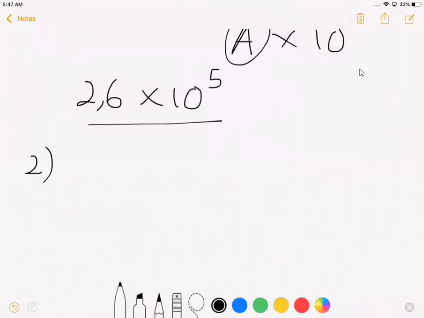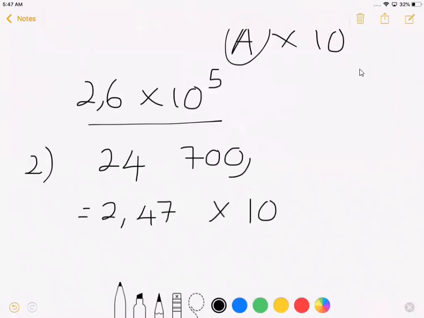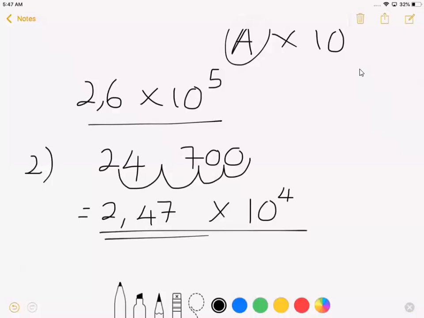Example number 2. 24,700 is going to be 2,47 multiplied by 10 to the power of, 1, 2, 3, 4, multiplied by 10 to the power of 4. This is how you do it.